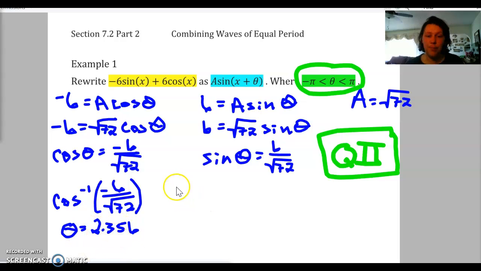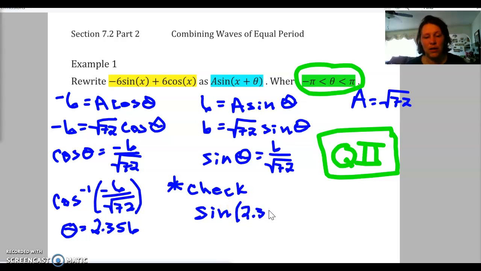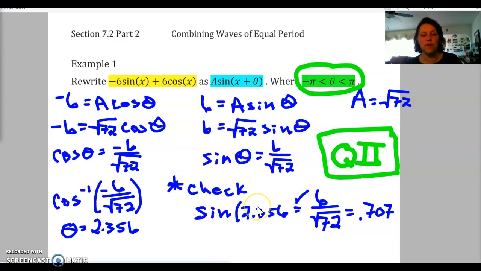All right, but I want to check my work. I've got less than a minute left, so I'm going to hurry. To check my work, what I'm going to do is plug that theta value in for my sine. So take the sine of 2.356 and check to see if that equals 6 over the square root of 72, which is 0.707. And yes, that does check. So always make sure that those are working for both.